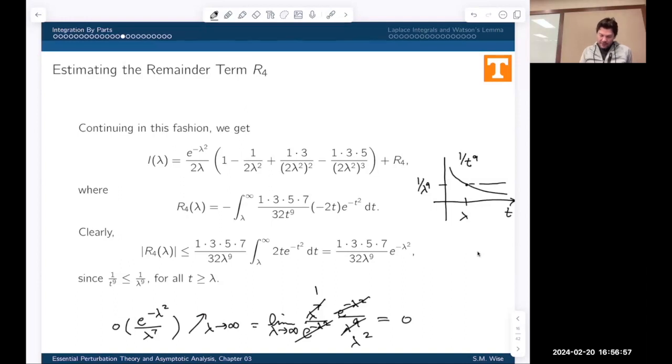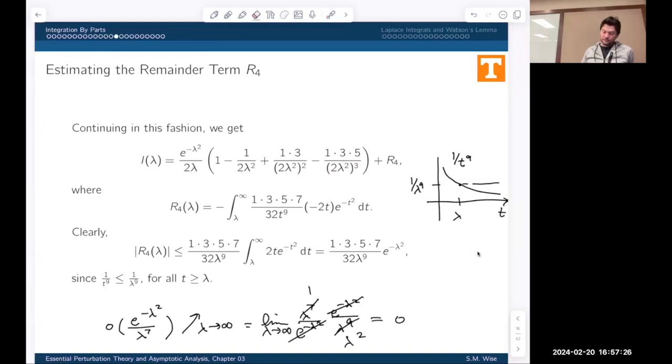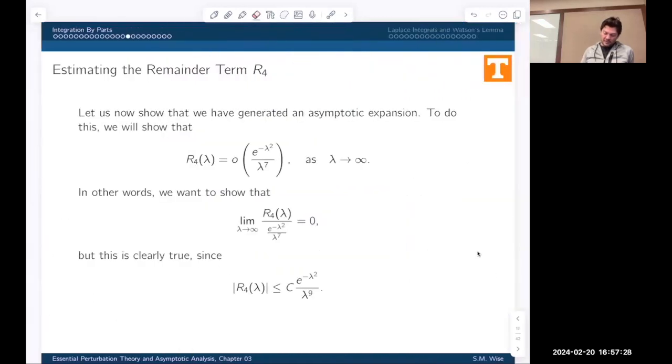So whatever term appears last here, of course I have to take into consideration this and this as well, this term has to be little o of that as lambda goes to infinity. So this term here has to go to 0 faster. That's what it means to be little o. So I could stop there, right?